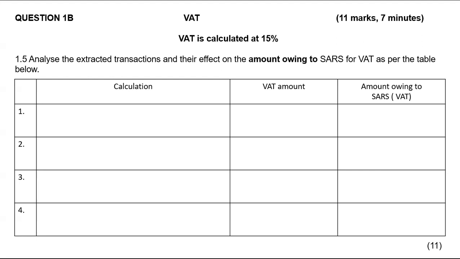Now, amount owing to SARS will increase when we have VAT output. It'll decrease when we have VAT input. I hope that makes sense. A reduction of VAT output is input. A reduction of VAT input is output. I hope that makes sense. Okay. A reduction of VAT output is input. Just remember that. Now, let's go to the first one.